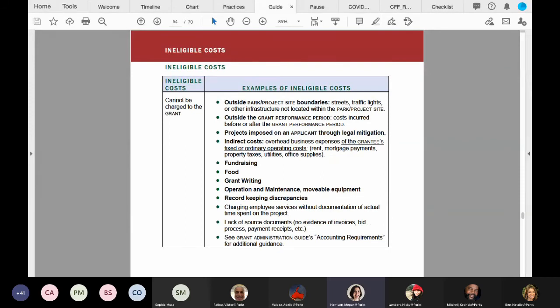Awesome, thank you, Sam. Now we'll take a look at the ineligible cost chart. Here you can see that items such as fundraising, food, grant writing, and any construction outside of the park site boundaries are all ineligible. So I'll give you a minute to take a look. All right, and if you have any questions, go ahead and put them in the chat.